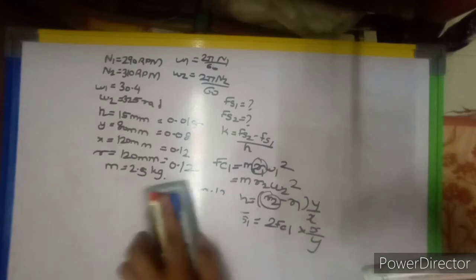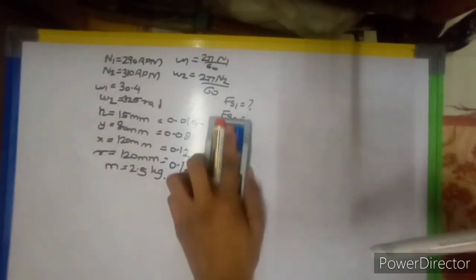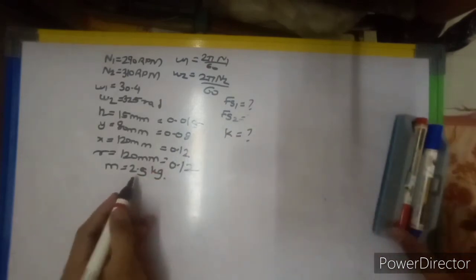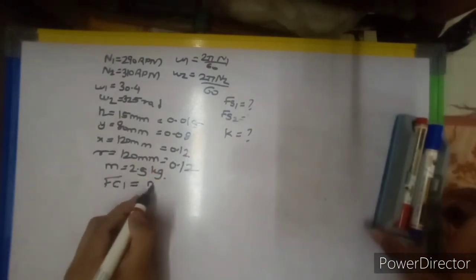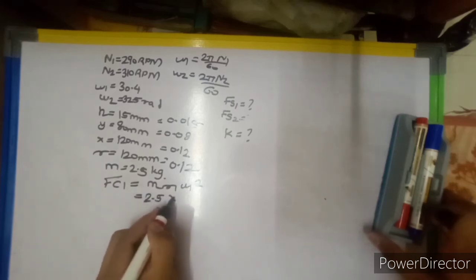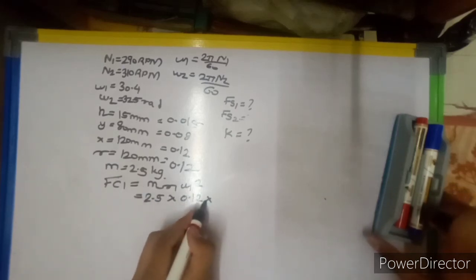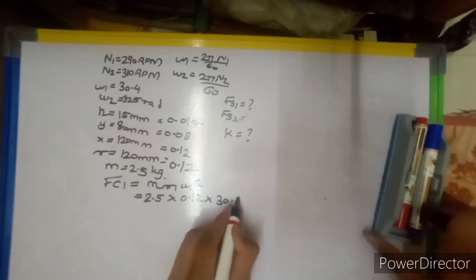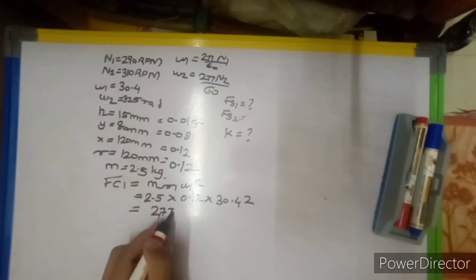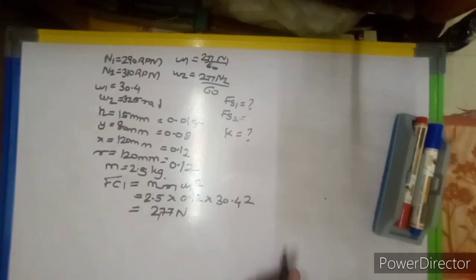So let's go with the problem. Let's approach it. What is Fc1? m r1 omega1 square. Just substitute the values and get the answer: 0.12 and omega1 square is 30.4 square. So you will get the answer 277 Newton. You can cross verify by using a calculator if the values are correct.